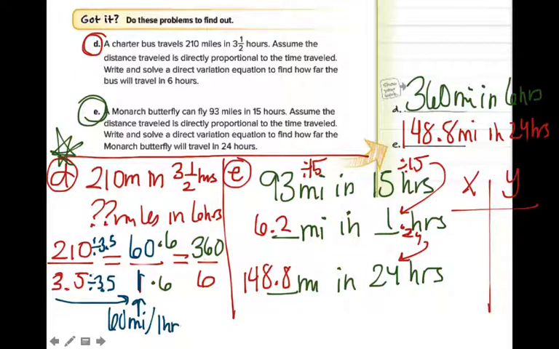X is my time, Y is my miles. I'm saying, well, I have 93 in 15. I want to know how much for 1, question. I want to know how much for 24, question.